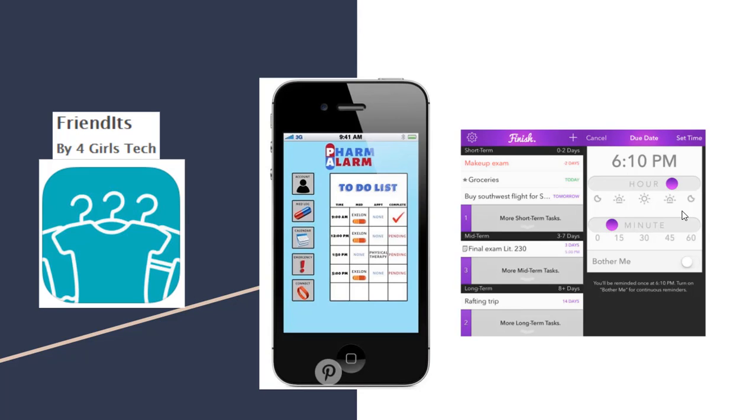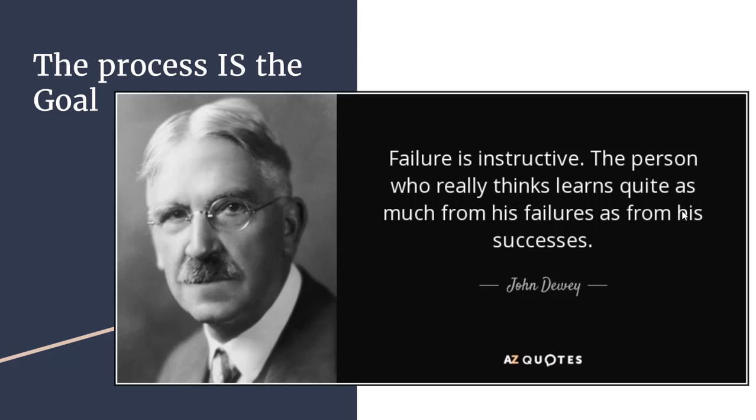For instance, 14-year-old Mercer Henderson's Friendsits, which is a clothing swap for teens. Farm Alarm, made by a group of 7th graders, which reminds students to take their medications. And then there's the app Finish, designed by two 17-year-old students, which is a time management app designed to help students organize their demanding schedules.